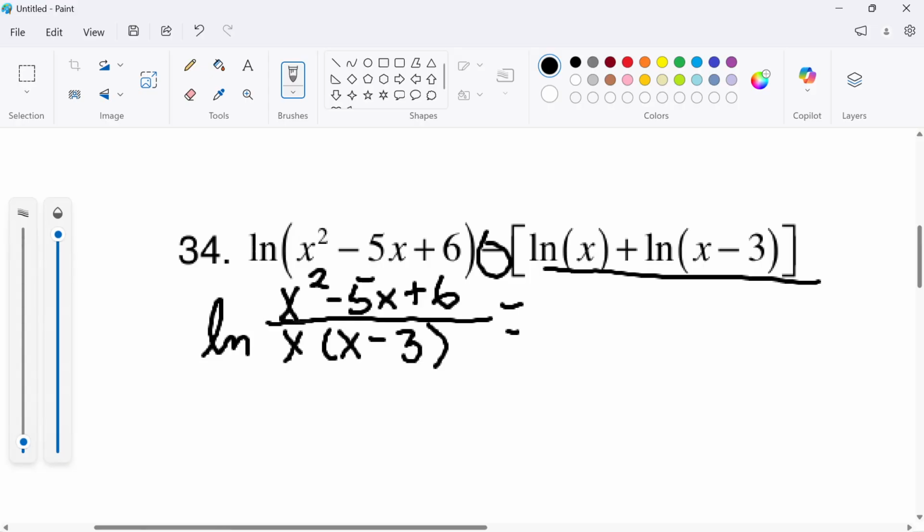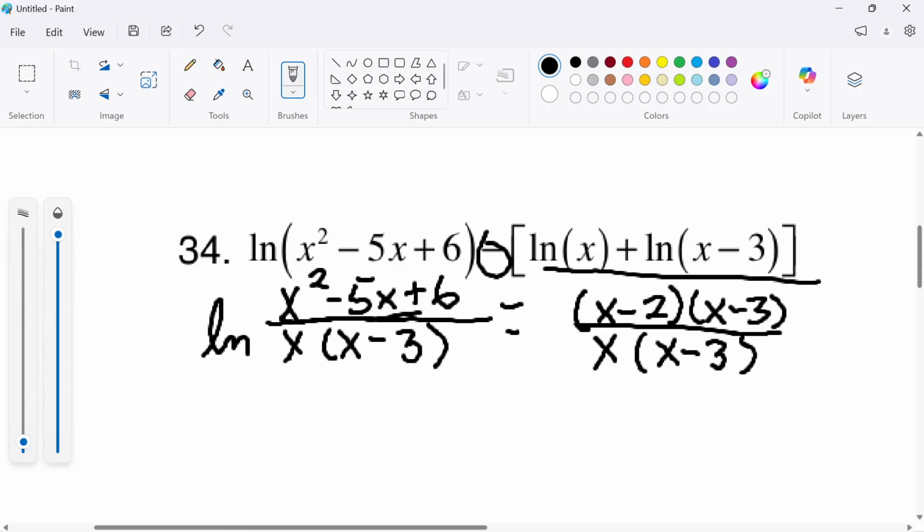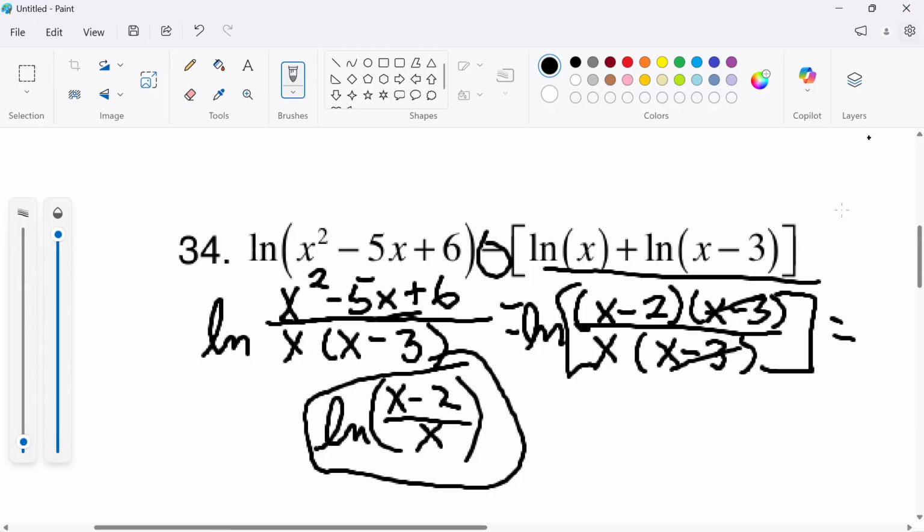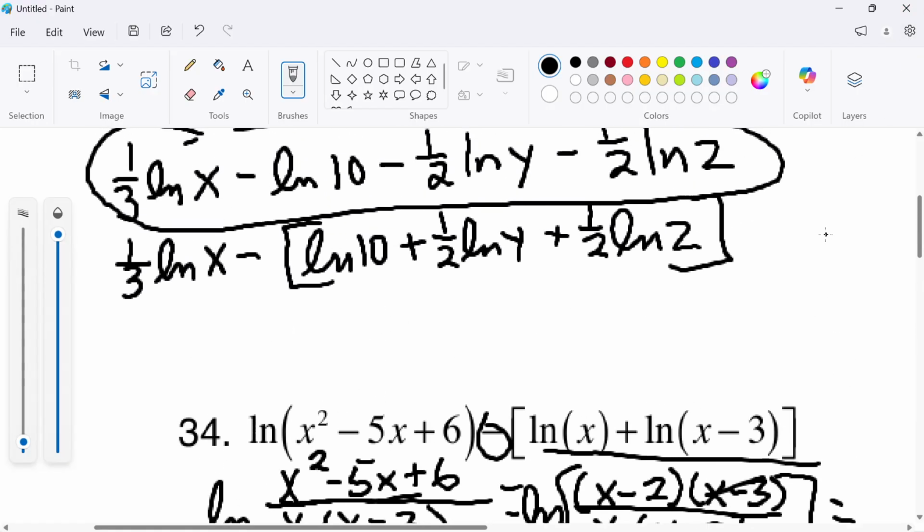Now I will try to factor that top. I need numbers that multiply to -6 and add to -5. That's -2 and -3. How beautiful. So x minus 2, x minus 3 over x times x minus 3. And of course, it's still the natural log of all that stuff. And now I can cancel out the x minus 3's, and I get the natural log of x minus 2 over x. So there's the answer for 34. Did I circle the answer? Yeah, I did circle the answer.